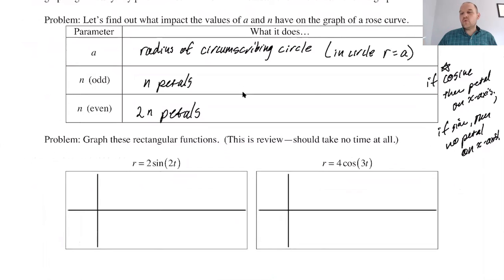So it turned out the y-axis was inconsistent. You can't rely on the y-axis to tell you if you're dealing with sine or cosine. But the x-axis, 100% of the time, cosine will have a petal on there and sine will never have a petal on there. So the x-axis is consistent.